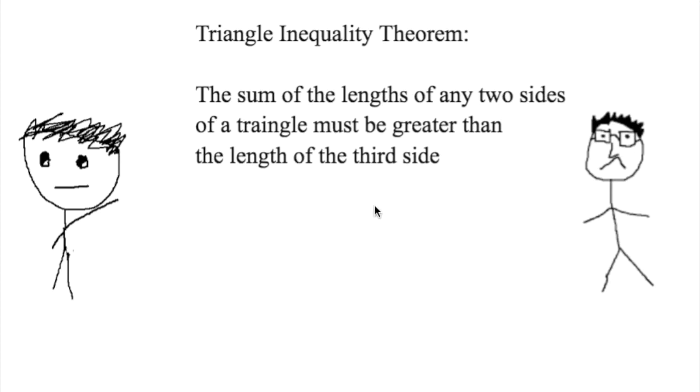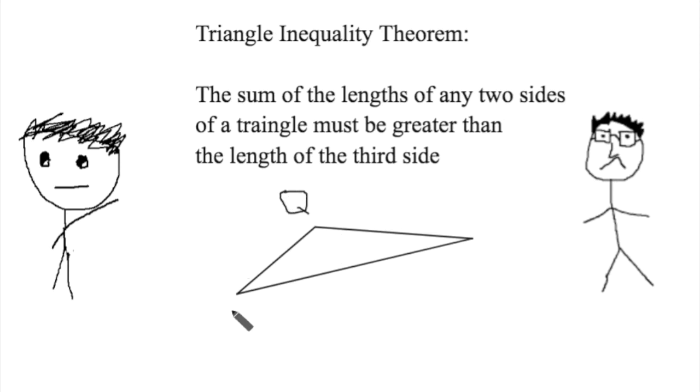Alright, so we have a triangle here. We'll say this is point Q, this is point P, and this is point R. Now, since we know the sum of the lengths of any two sides must be greater than the third side, this means that PQ plus QR must be greater than PR.